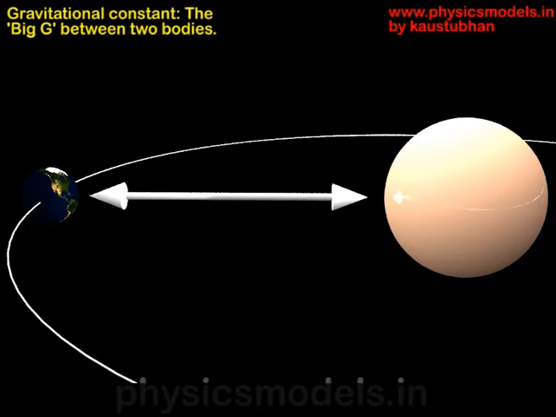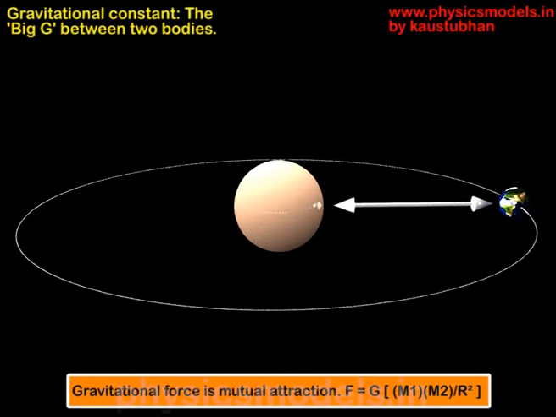In the middle between them I have put in a double-sided arrow, and that shows that the earth attracts the sun towards it and the sun attracts the earth towards itself, and this is called the gravitational force of attraction, which is mutual between any two bodies in the universe. The whole story is about gravitational force of attraction, and from that equation for force we will go on to talk about the gravitational constant.